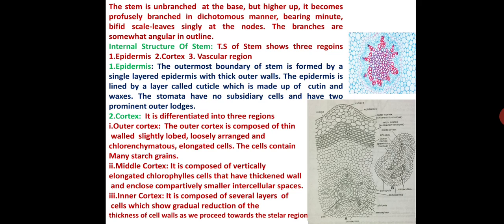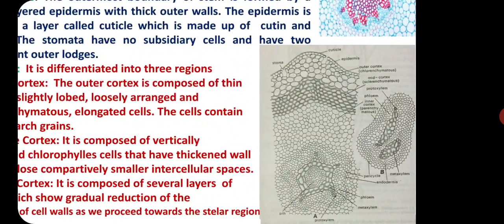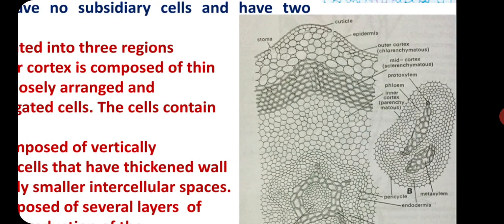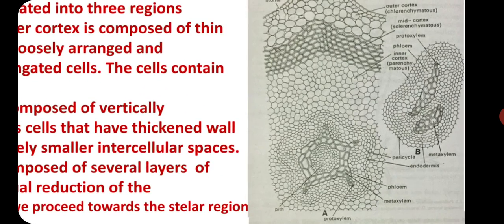Friends, see the internal structure of the Psilotum stem: the cuticle and epidermis, and the minute pore, that is a stomatal-like appearance, meaning the stoma. Here the outer cortex, middle cortex, and inner cortex, and the endodermis and pericycle and stellar region. It contains xylem and phloem.